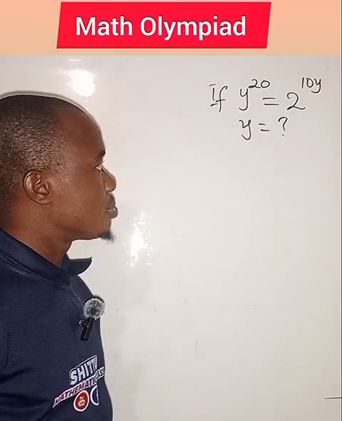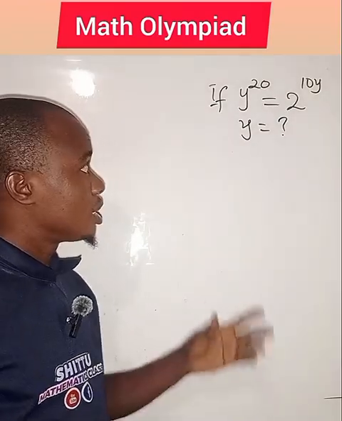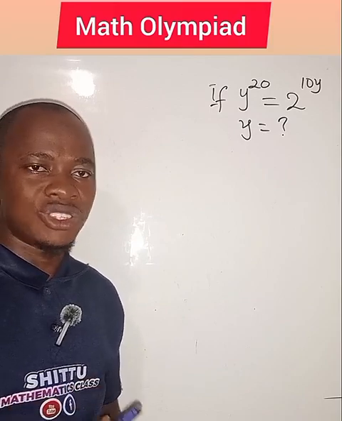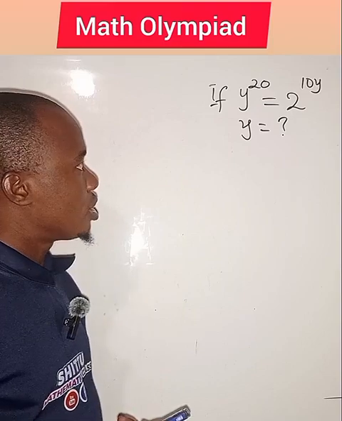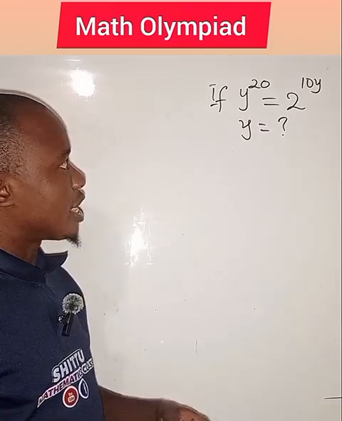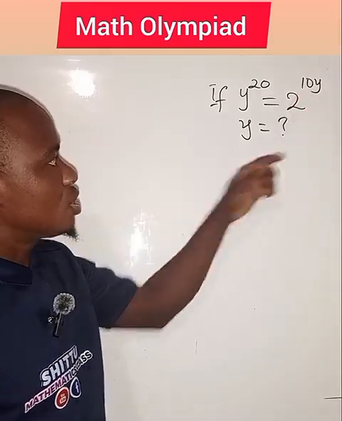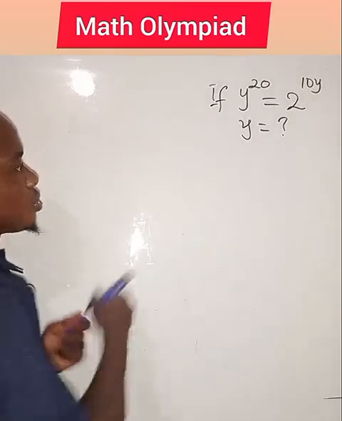Please, let's solve this Math Olympiad problem together. If you can do it, kindly pause the video on your own, then come back and check your result. Now, if y to the power of 20 equals 2 to the power of 10y, what will be the value of y?